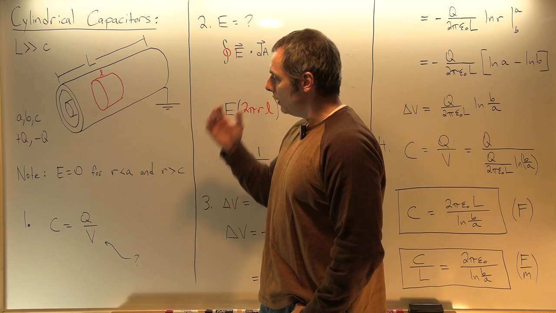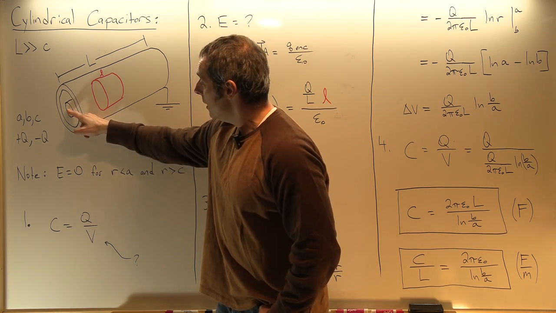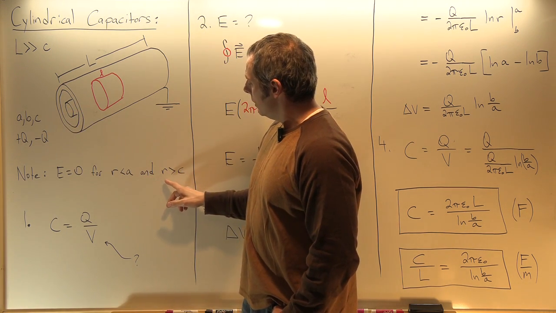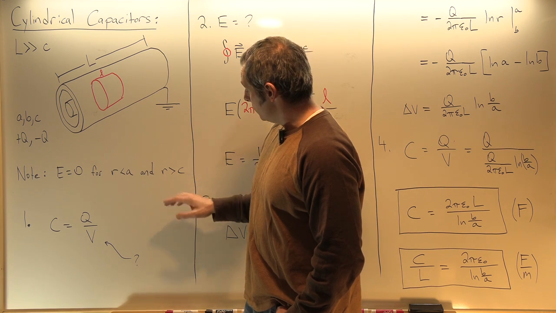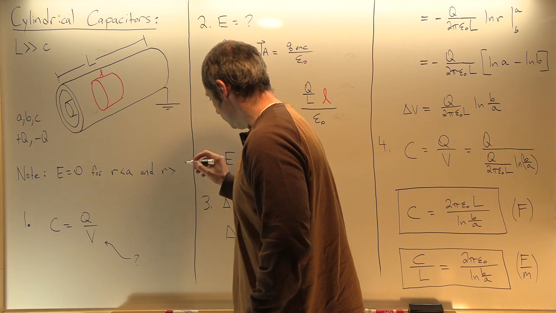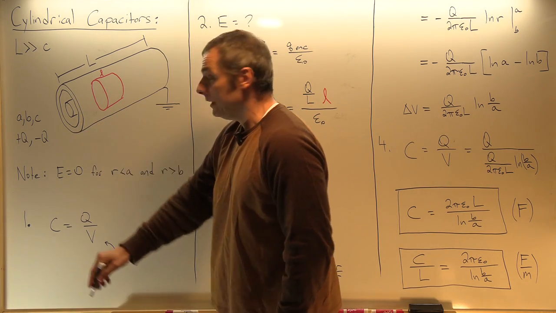The other thing I want to point out is note that the electric field is 0 inside here because it's a metal, and we learned that about conductors. And it's also 0 for, oops, I made a mistake here. This should say r greater than b because, again, as I mentioned, it's 0 inside the conductor and beyond.